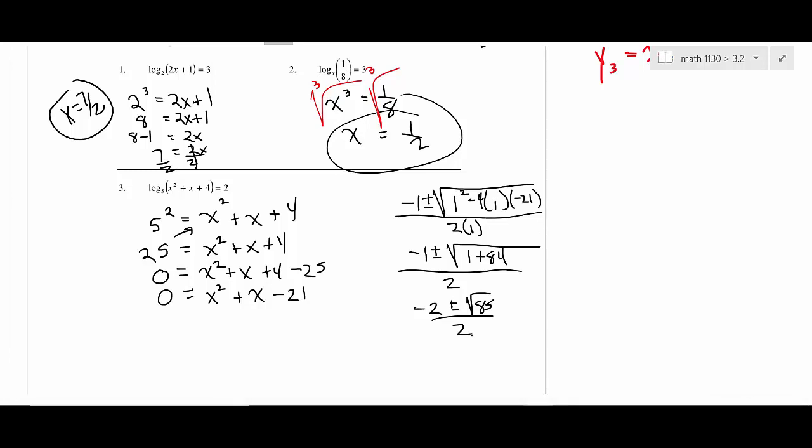Why is it negative 2 plus or minus? I have no idea. Okay, what should that be? I do stuff like that sometimes. I have no idea why. I think sometimes I can't talk and write at the same time or something. All right, so anyway, everybody got that okay?